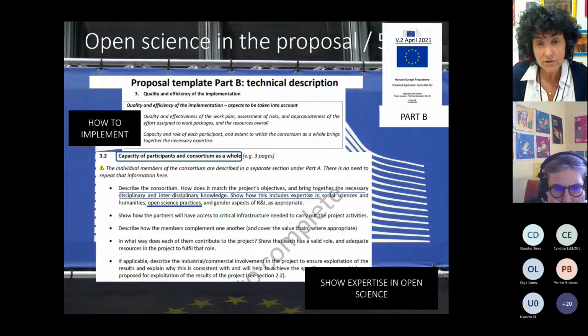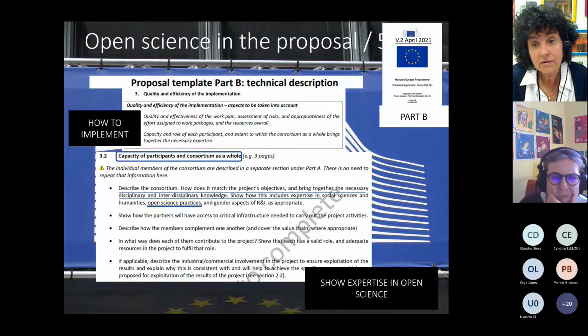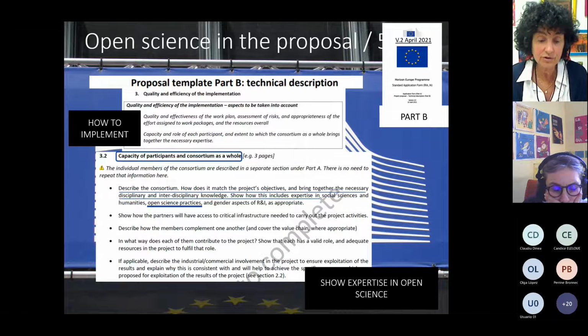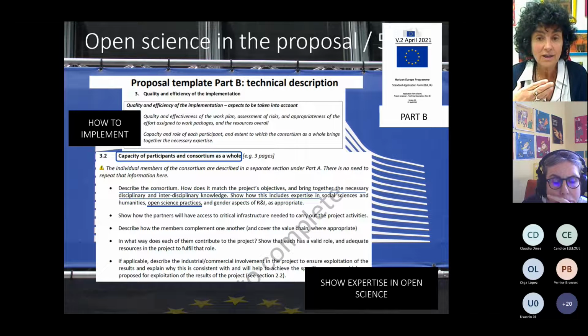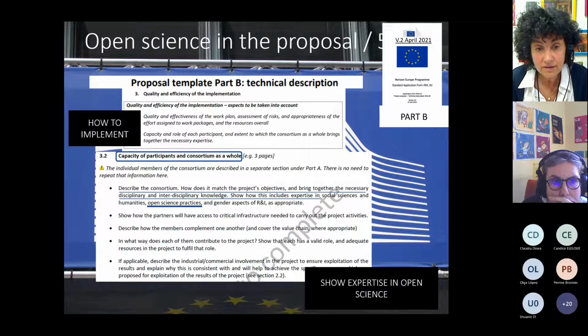The last point in which open science is relevant in the proposal is part 3, the technical description of your proposal, 3.2, capacity of the participants and consortium as a whole. And here, in the description of the consortium, you also have to show the Commission how the partners are skilled in open science practices, showing basically that they are going to implement the open science choices because they already did it before. They are skilled in doing open science, okay?